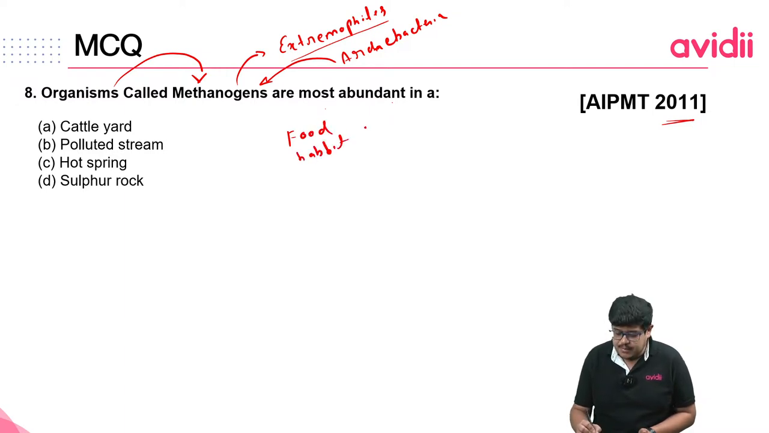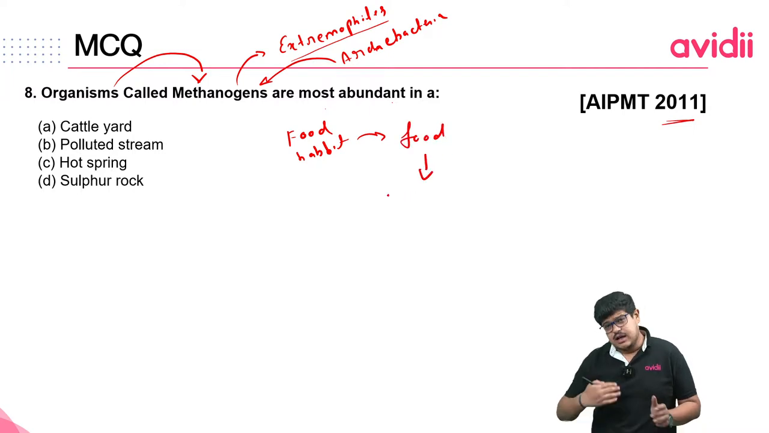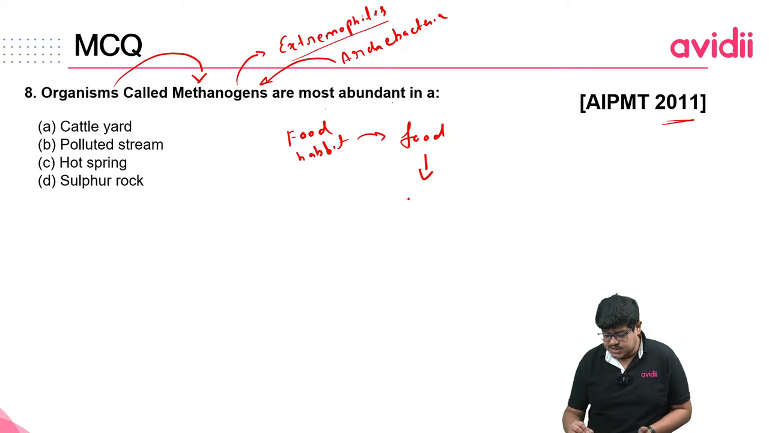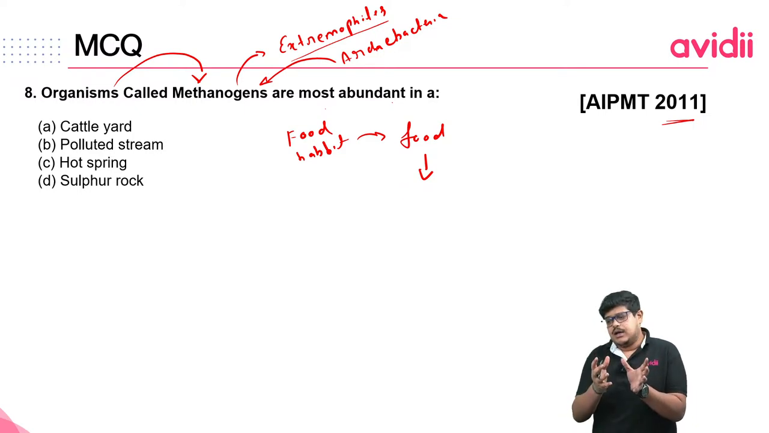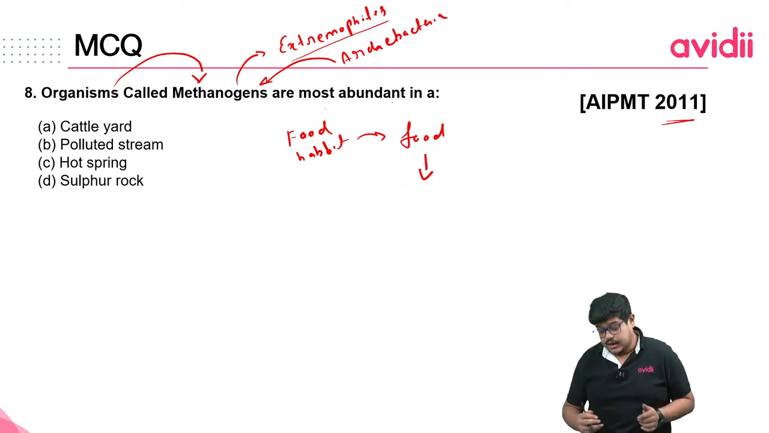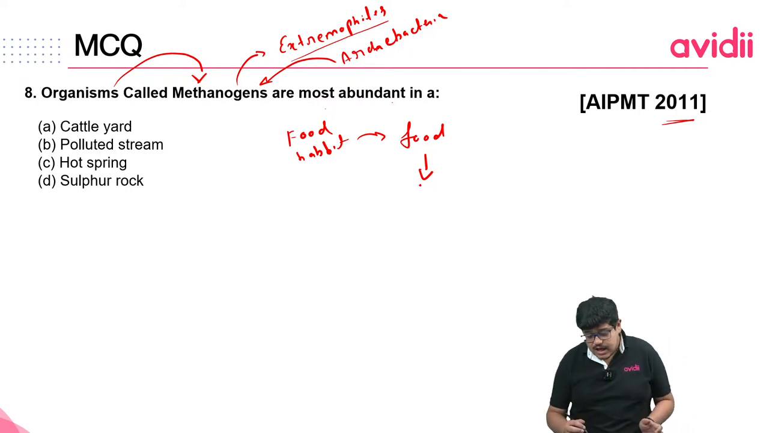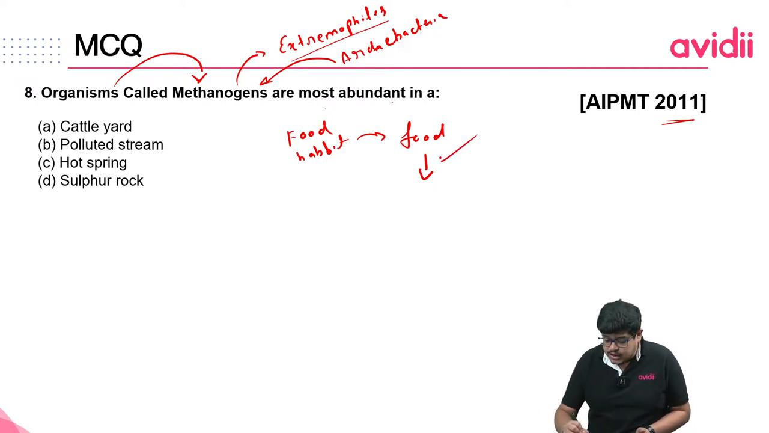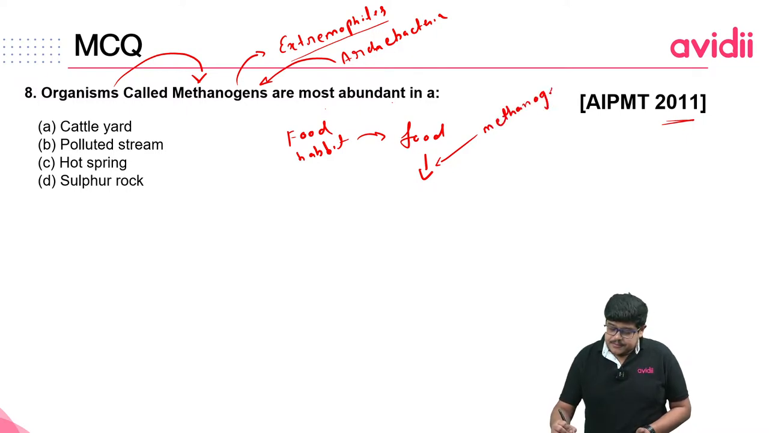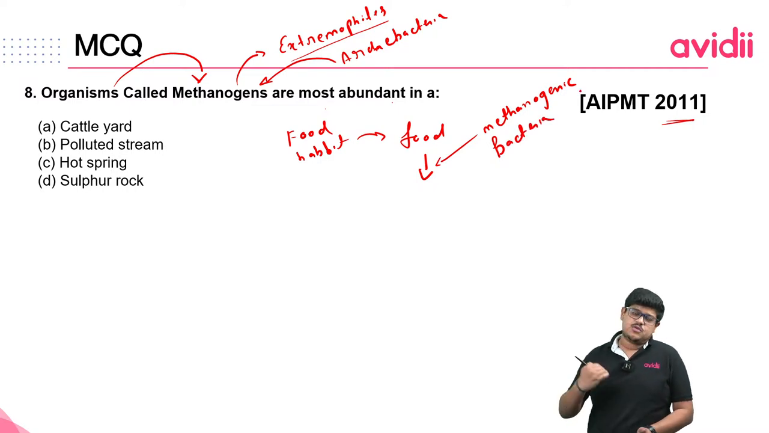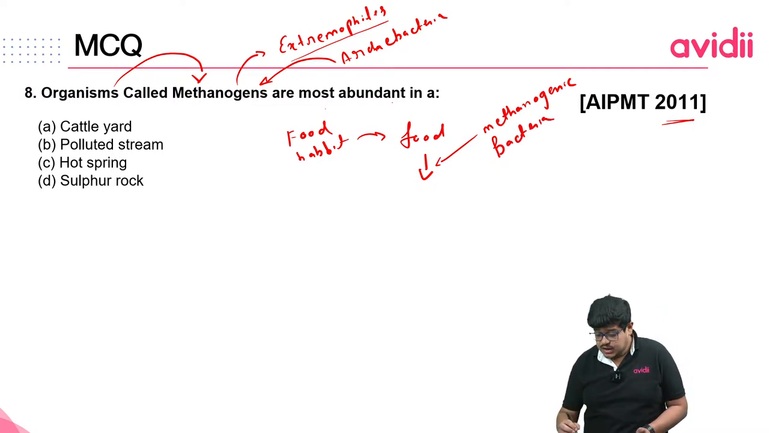If we see the food habit of the cattle, they are continuously chewing their ruminants, making it a viscous formation so that they can digest it. So food is there, and this food is broken down by the methanogenic bacteria that is present in the gut of the cattle.